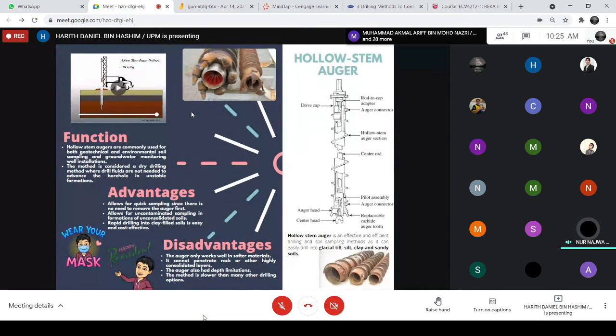It also allows for non-contaminated sampling in formations of non-consolidated soils. It features rapid drilling into clay-filled soils, which is easy and cost-effective. Okay, next we'll go to the disadvantages.